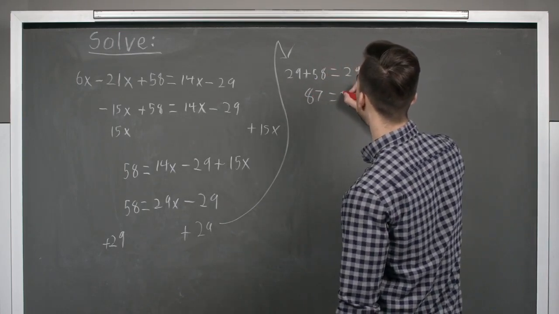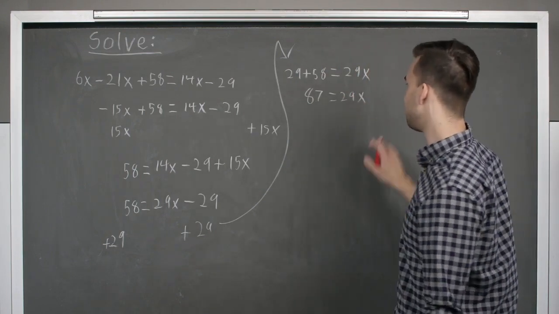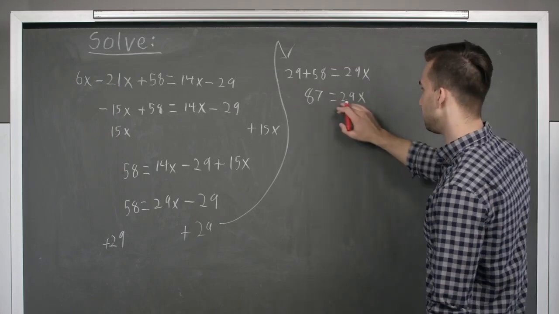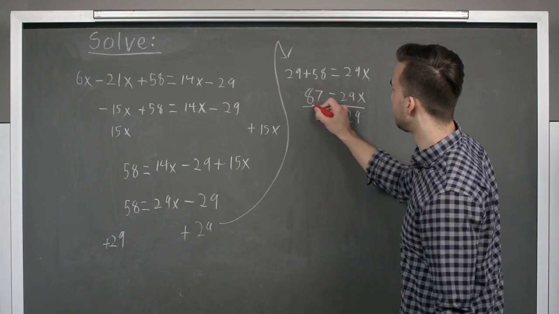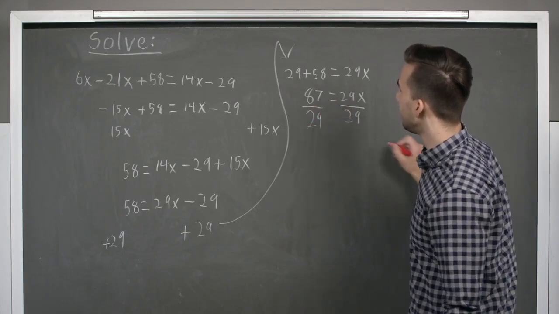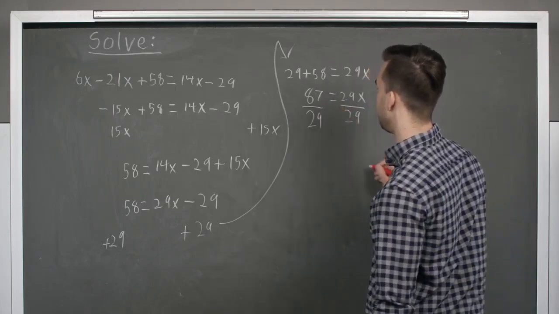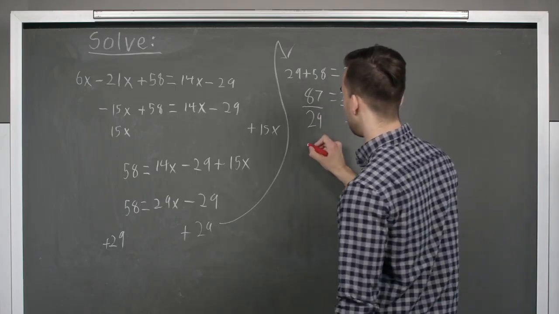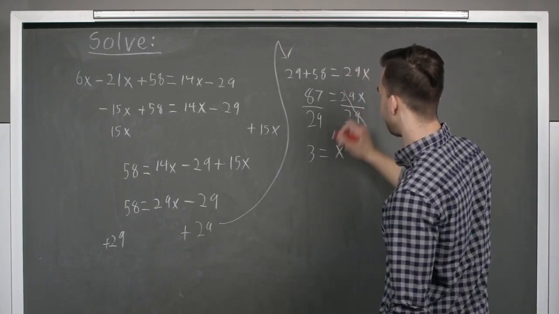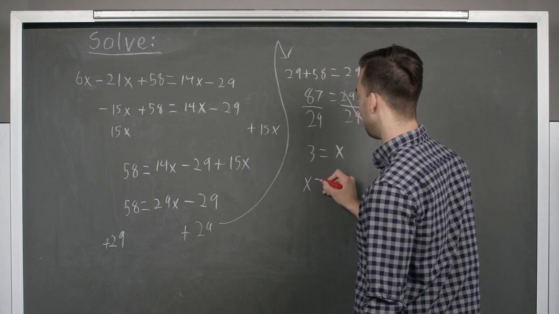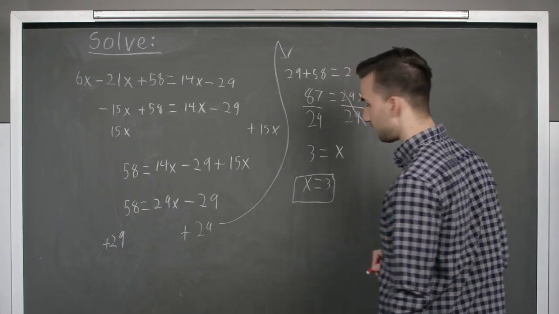87 equals 29x. And now, what do we need to do to get x by itself? We need to divide it by 29. So we can divide both sides by 29. And that gives us 87 divided by 29, I think is 3. So it gives us 3 is equal to x, right? So x is equal to 3 is our solution for x.